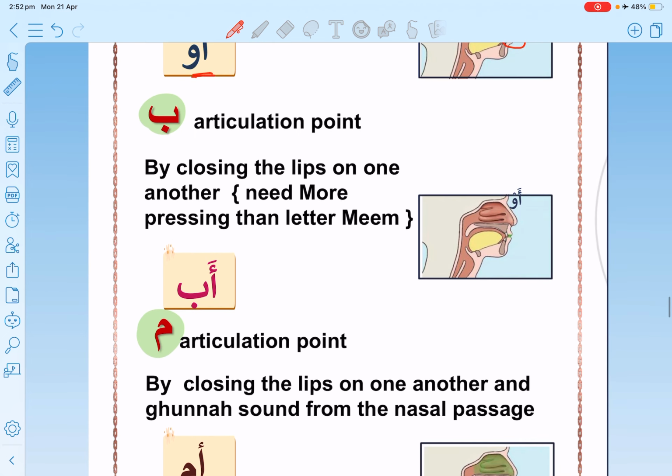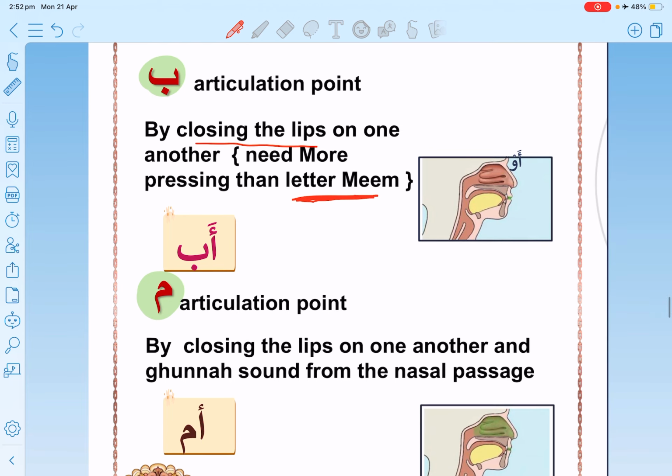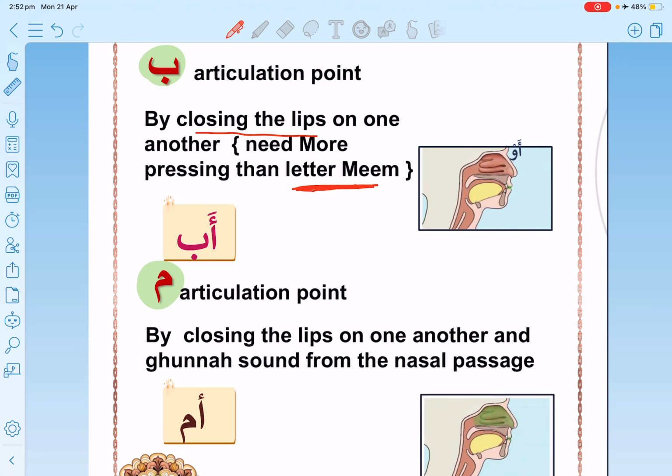Okay, let's move to the third letter, which is the ba. Try to say ab, you closed the two lips when you say ab. Closing the lips on one another needs more pressing than the letter mim. Okay, this is for the ba. Also mim, you will close the two lips on one another, but here there is no pressing like the ba letter.